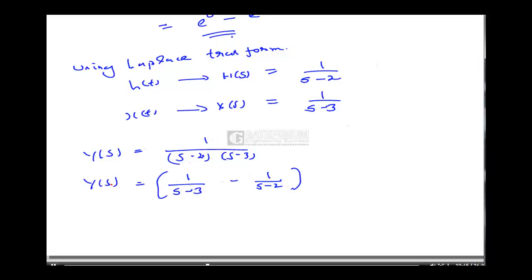This is my Y(s). y(t) will be e to the power 3t minus e to the power 2t for t greater than 0. Understood? Simple. So both methods, whichever you find convenient, we can use that method. It is only up to the convenience of the candidate.